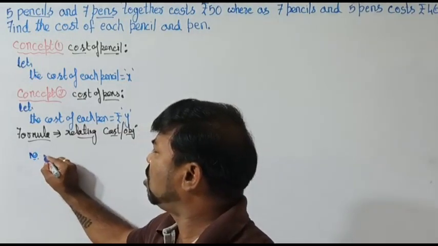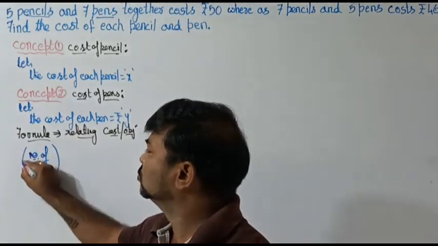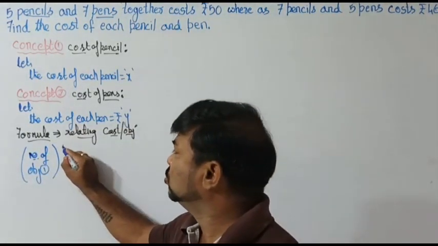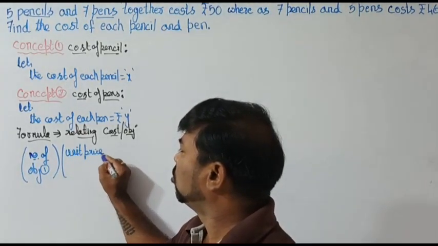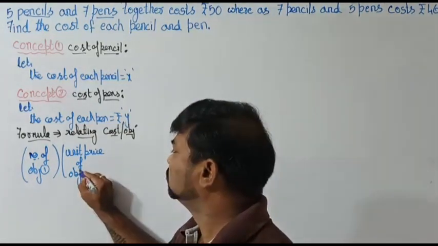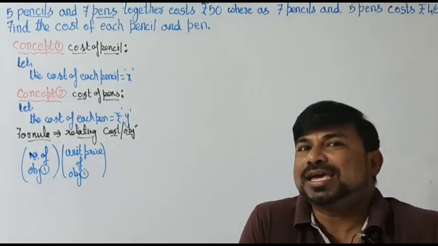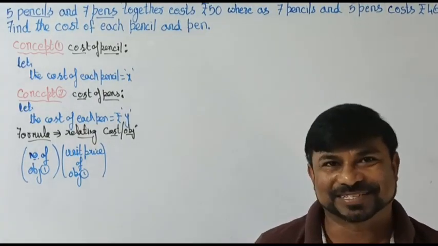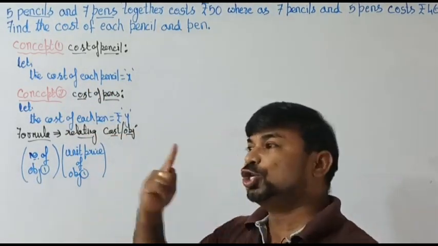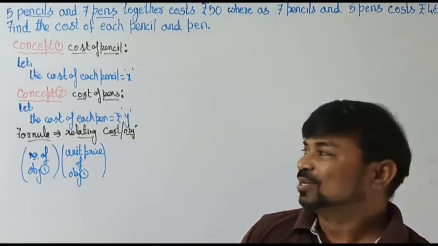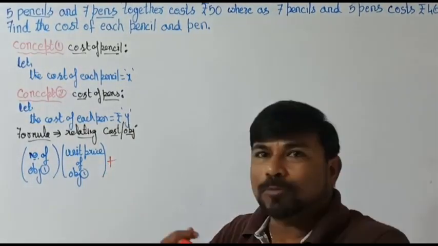Number of first object into unit price of object 1. You have to remember this one. Number of first object times unit price of first object. What is the cost of one item? That is the unit price of object 1. Plus, now, as many objects as we have.